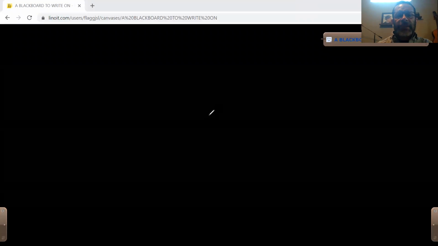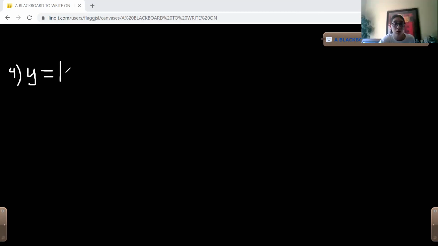I believe it says example 4. What does it say? Okay, thank you. It says 4. Let me write this down here. Yes, go ahead. Y equals? Absolute value of minus 3x plus 2. Okay. We need to sketch the graph of that.